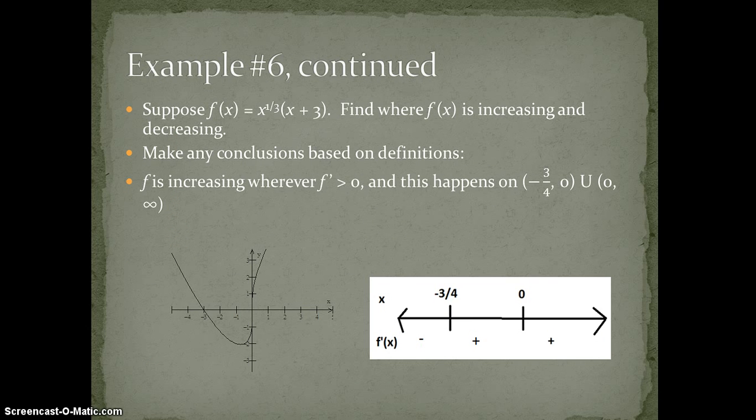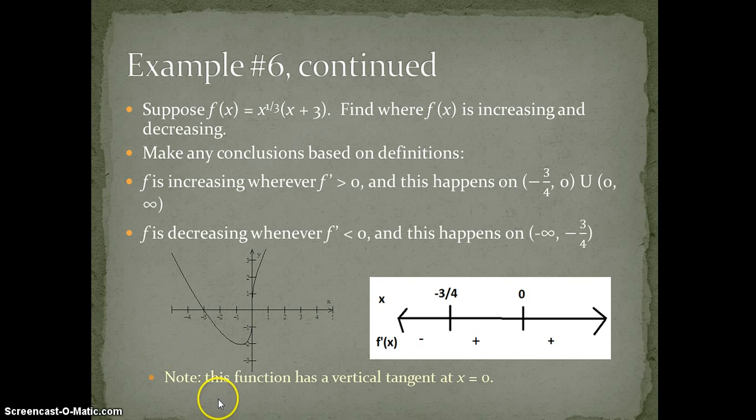And we can therefore conclude from that f is increasing where f prime is bigger than 0, which happens from negative 3/4 to 0, and then from 0 to infinity, and decreasing whenever f prime is less than 0 from negative infinity to negative 3/4. There's the graph. It does have a vertical tangent at x is equal to 0.